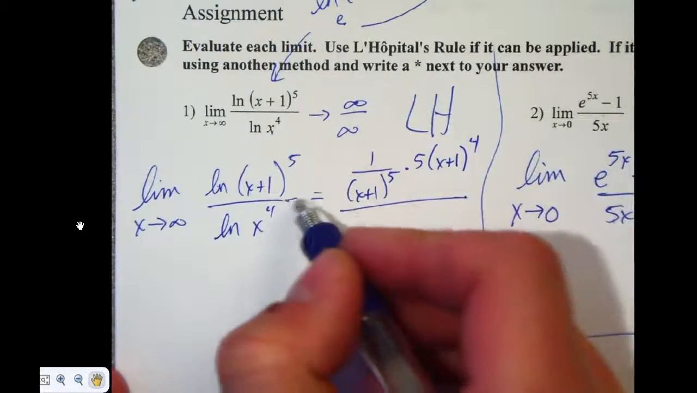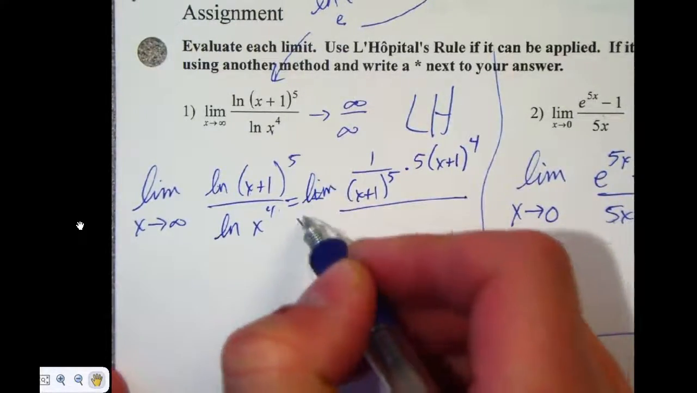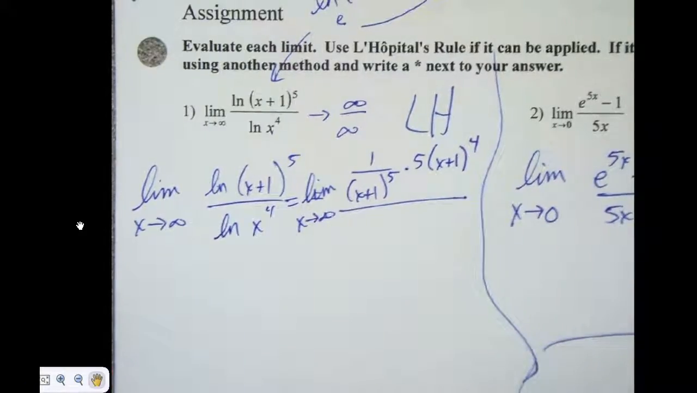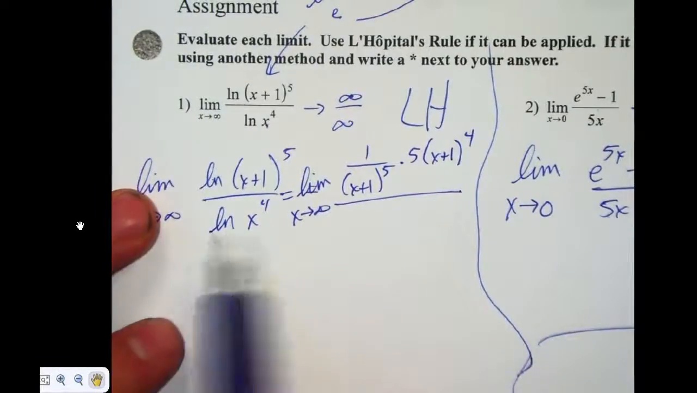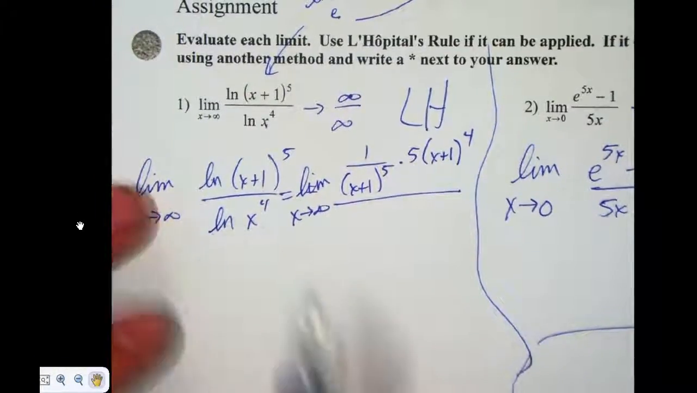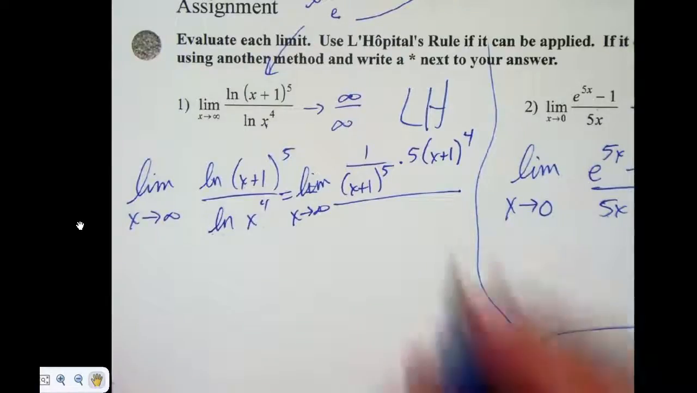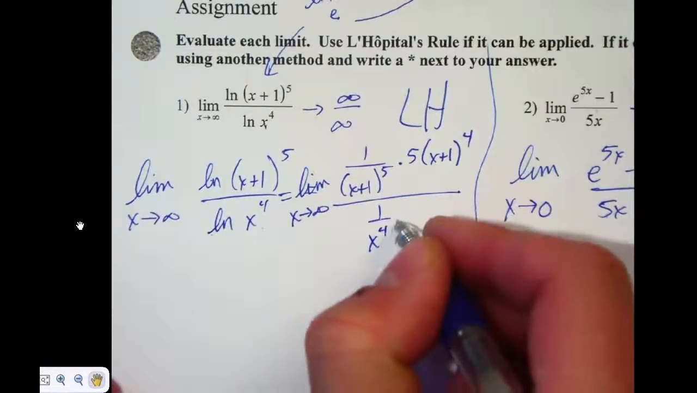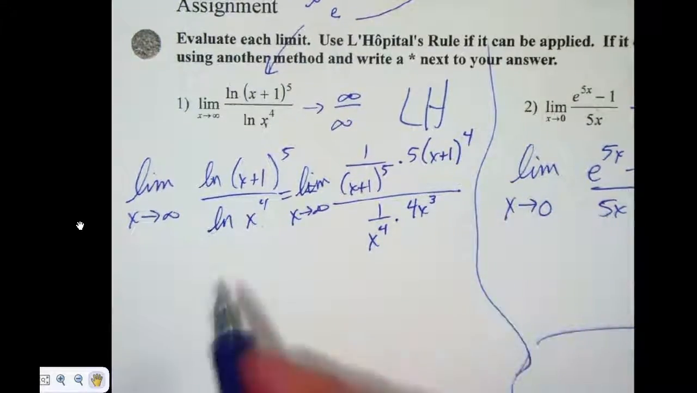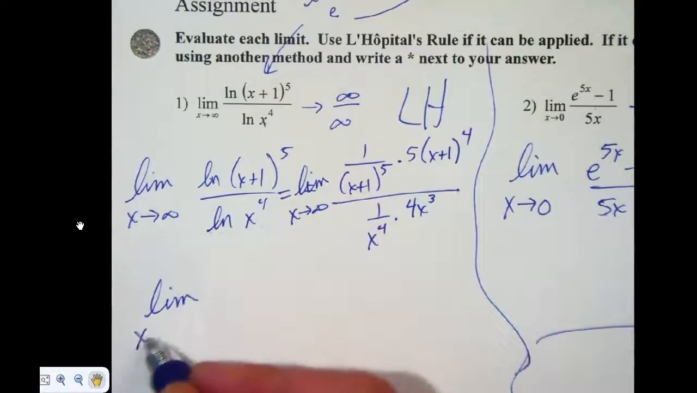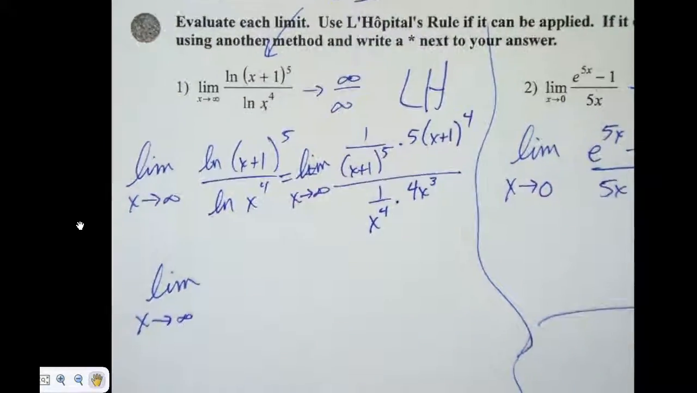Oops, I forgot something here. I forgot my limit thing. Sorry. So this is just going to be a giant algebra problem. The calculus isn't the hard part, like with a lot of things. On the bottom, what's the derivative of ln x to the 4th? 1 over x to the 4th times 4x to the 3rd. So I got some simplifying to do here. I'm not plugging in a number yet, so my limit is still with me. You got to keep writing that limit every time.